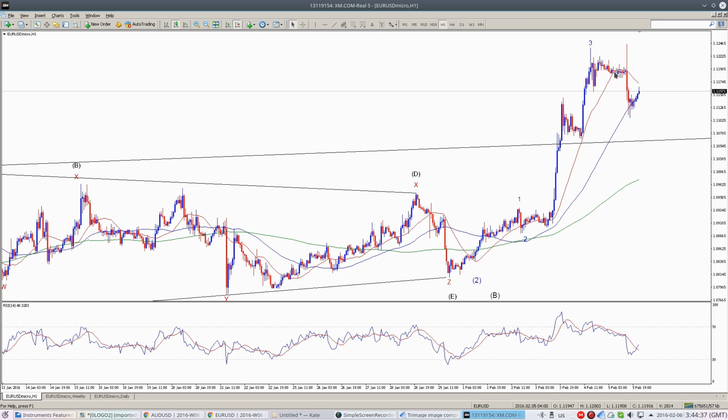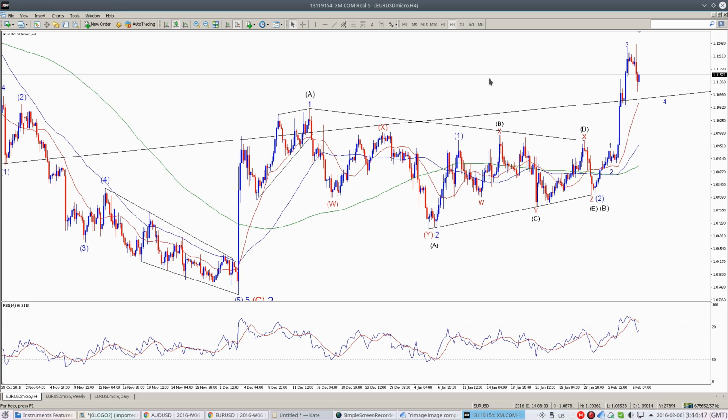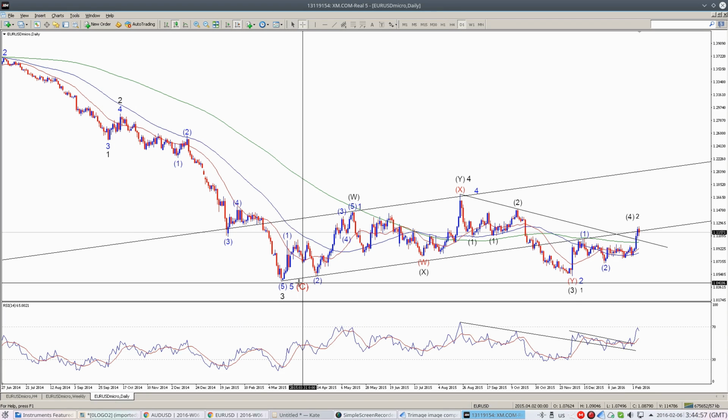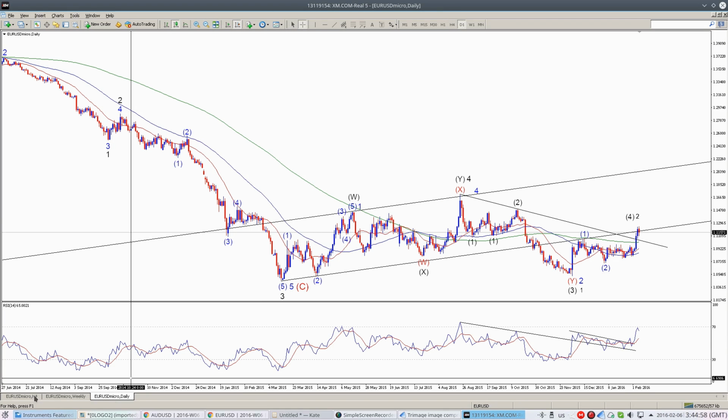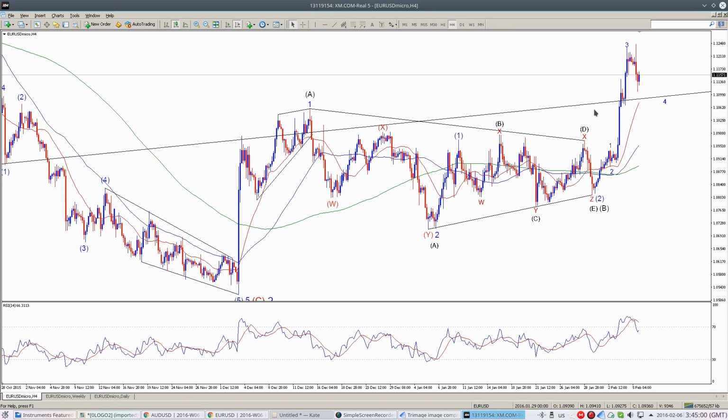But there is a possibility that this correction will continue, but it should not move below this trend line here. This trend line, which connects these lows here, should provide support as it did here in the wave 4 of 3.